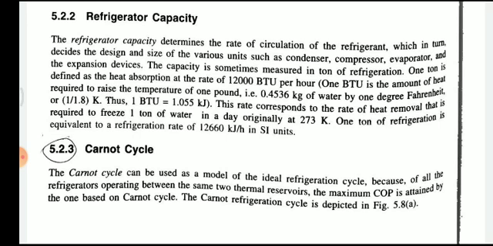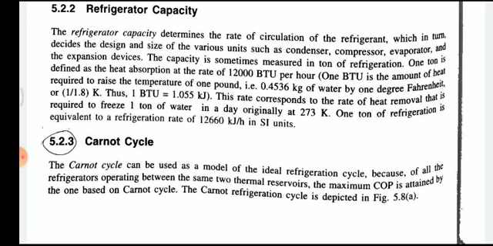1 BTU is the amount of heat required to raise the temperature of 1 pound, or 0.4536 kg, of water by 1 degree Fahrenheit, or 1 by 1.8 Kelvin. So 1 BTU is 1.055 kilojoule. This rate corresponds to the rate of heat removal required to freeze 1 ton of water in a day, originally at 273 Kelvin. And 1 ton of refrigeration is equivalent to a refrigeration rate of 12,660 kilojoule per hour in SI units.